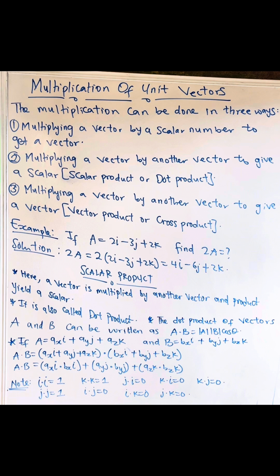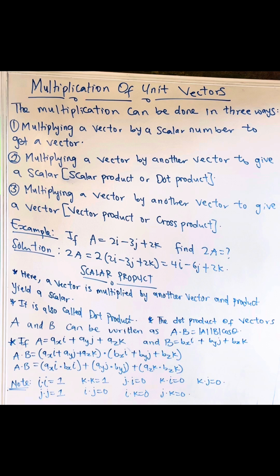Let's look at a typical example. If vector A equals 2i minus 3j plus 2k, find 2A. What that 2A means is that we should use that 2 to multiply the vector A. So if you are using 2 to multiply the vector A, then this will be 2 times 2i, 2 times minus 3j, 2 times 2k, and we get 4i minus 6j plus 2k.